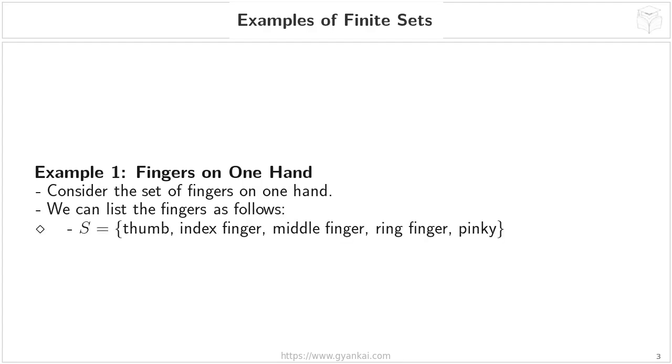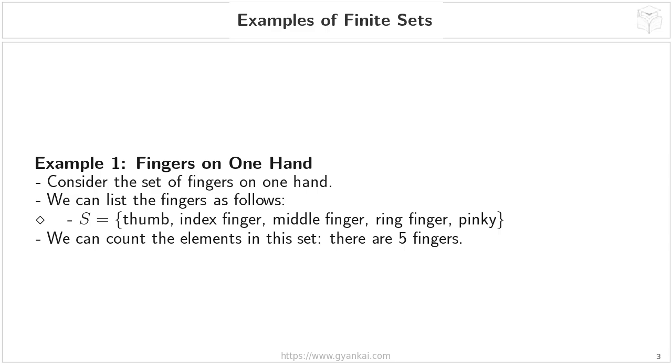Now, to define this set mathematically, we can list out all the fingers. We represent a set using curly braces. So, we have S equals an opening curly brace, then we list the elements separated by commas. Thumb, index finger, middle finger, ring finger, pinky, and then a closing curly brace. So, the set S contains those 5 fingers. Next, we count the elements within this set.